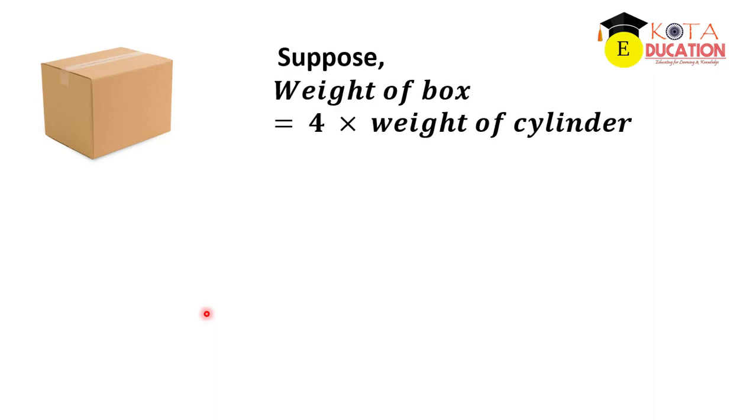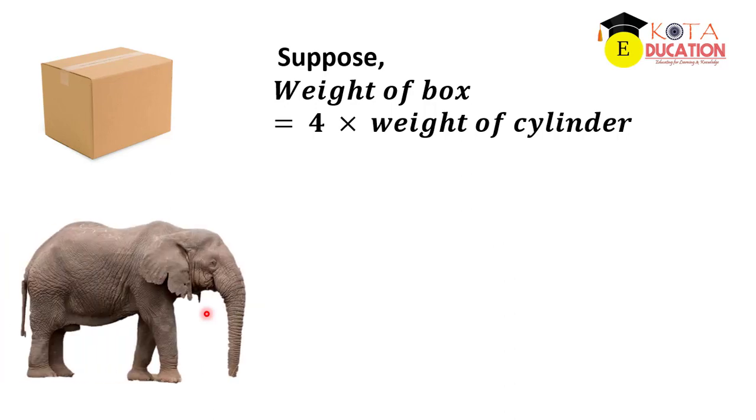So for example, the weight of this box comes out to be 4 times the weight of the cylinder, right? The weight of the box comes out to be 4 times the weight of the cylinder. Here which cylinder are we using? The platinum iridium alloy cylinder. Similarly, how about the elephant?